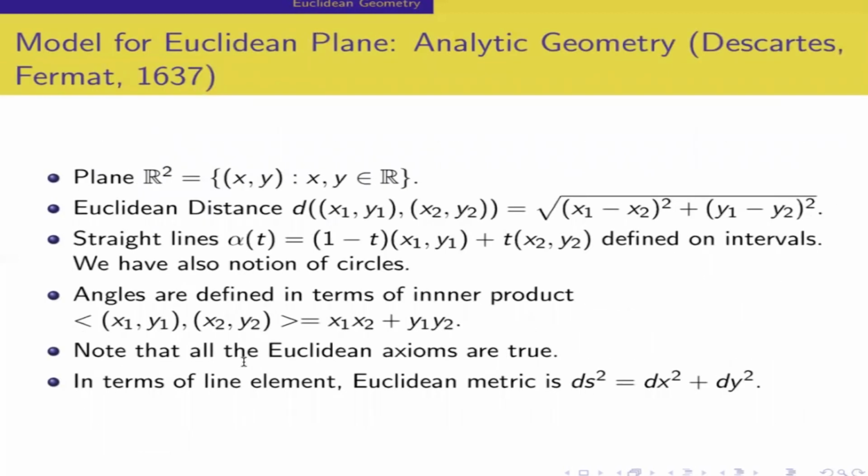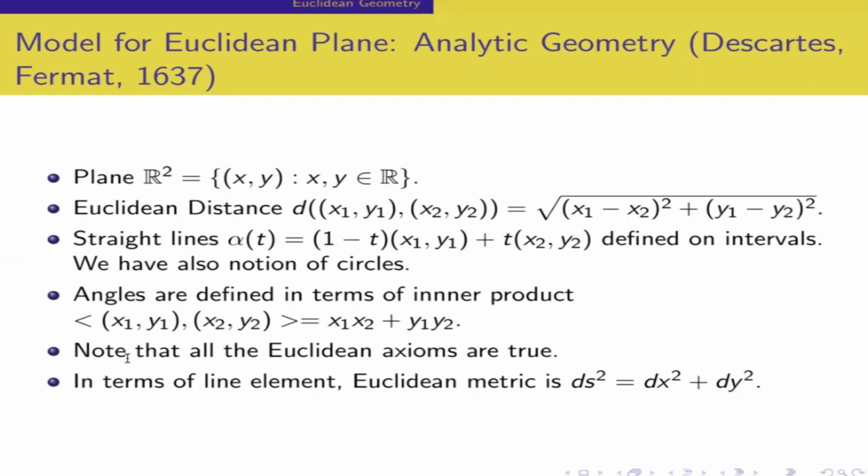We have talked about the Euclidean axioms given by Euclid, so let us give a model for the Euclidean plane where those axioms will hold. Here you can have a clear definition of points, straight lines, distance, angles, and circles. You have already seen this in school. This is called analytic geometry. It was given by Descartes and Fermat around 1637.